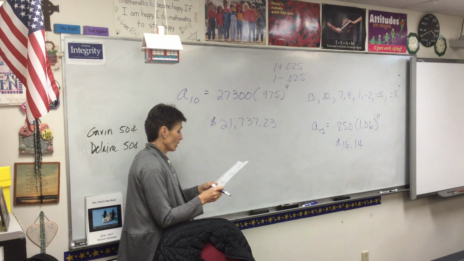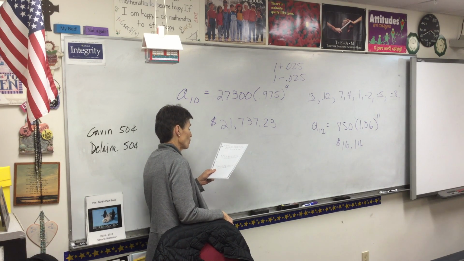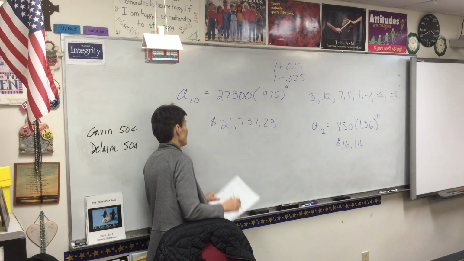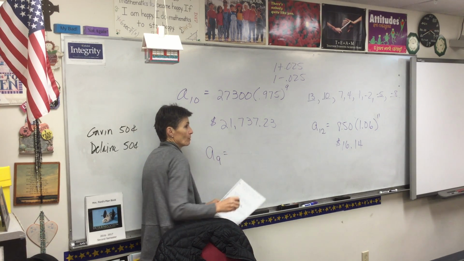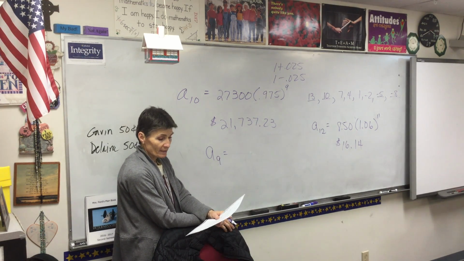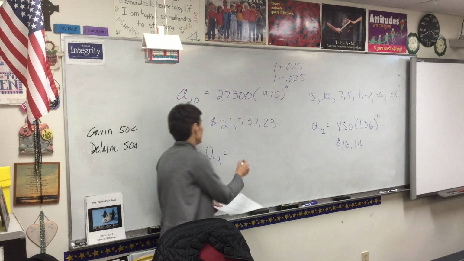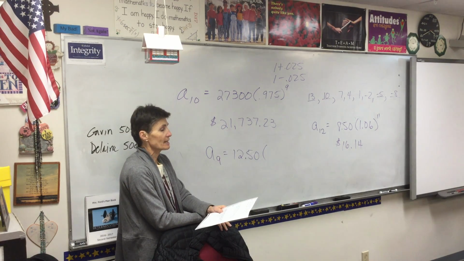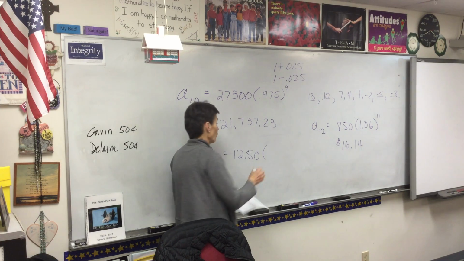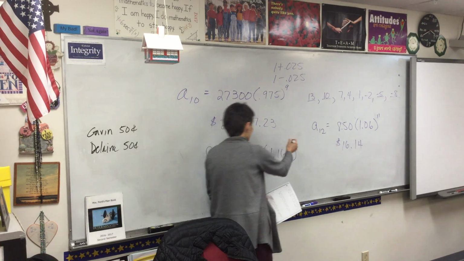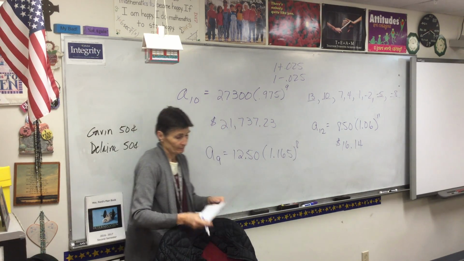Okay, and then one more. Hannah saved $12.50 this week. She saves 16.5% more each week. How much will she save in the 9th week? So I'm looking for the 9th term, A sub 9. So what am I going to start with? 12.50. And then she is increasing, she's saving more. So 1.165? Yes. To the 8th power. Yep, that's exactly right.